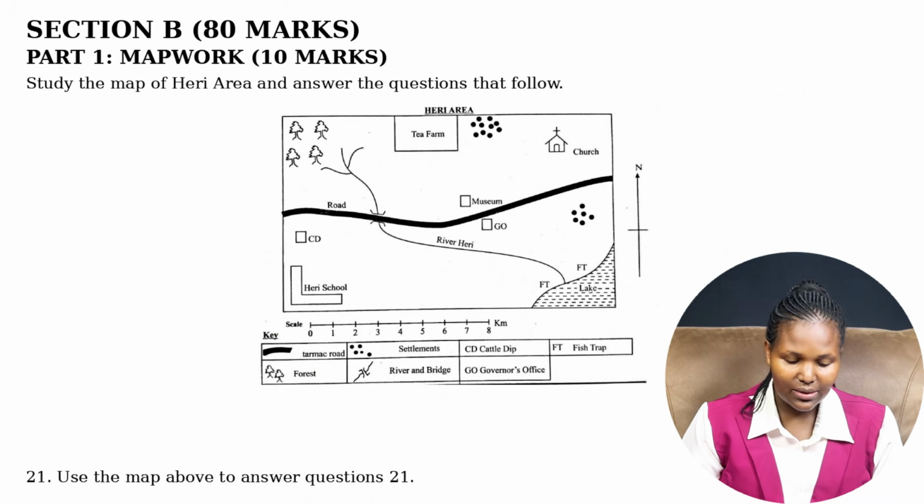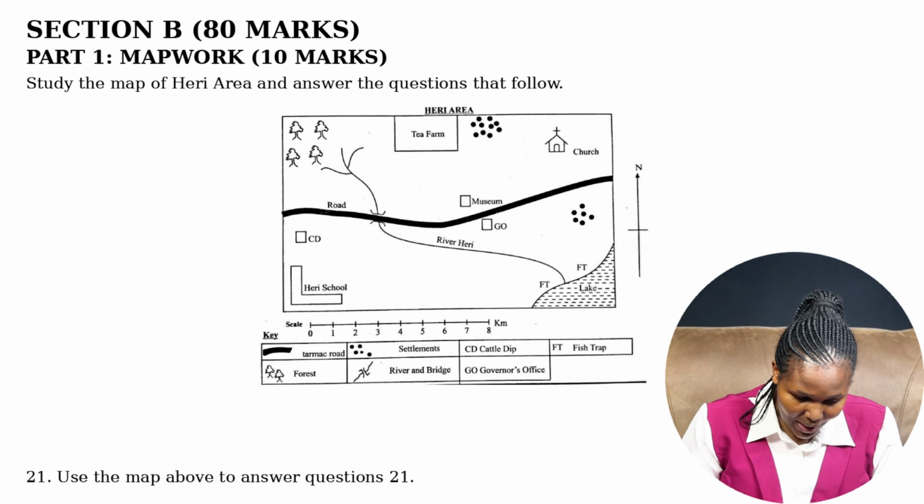Section B, Part 1, the map work. Now, the map work has 10 marks, and we are going to study this map. The question says, study the map of Harry area and answer the questions that follow. Now, we are going to study this map. You can see it here.